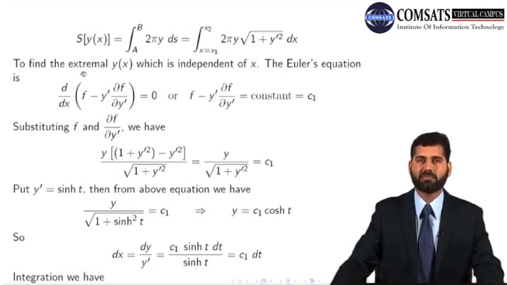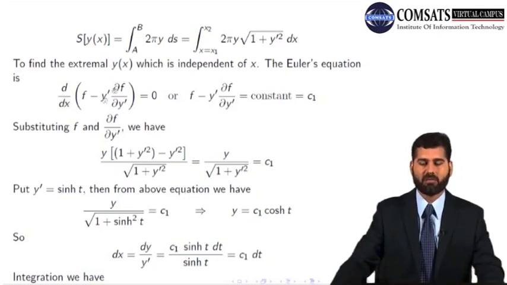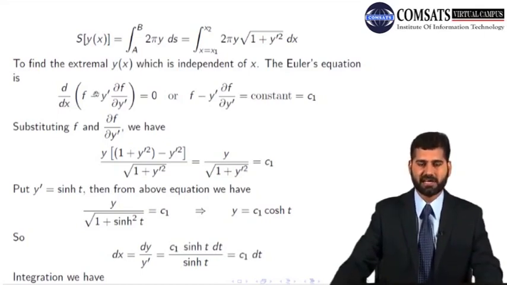So to find the extremal y(x), where F is independent of x, the Euler's equation is d/dx of (F minus y prime times partial F by partial y prime) equal to 0. This is that equivalent form of the Euler equation, the first equivalent form which we studied in the last lecture. If I use this and integrate, d/dx is gone, and on the right hand side you will get a constant. This is the first integral. This expression is also called the first integral of the Euler's equation, because we took one integration and we got this.